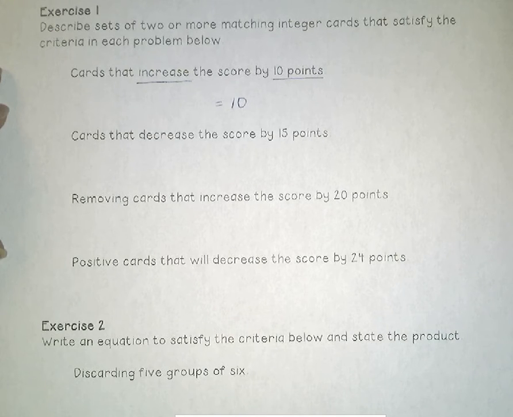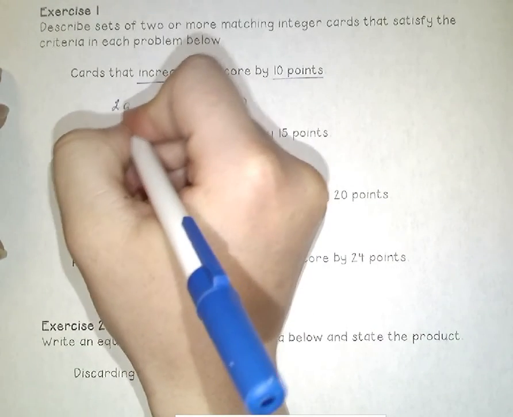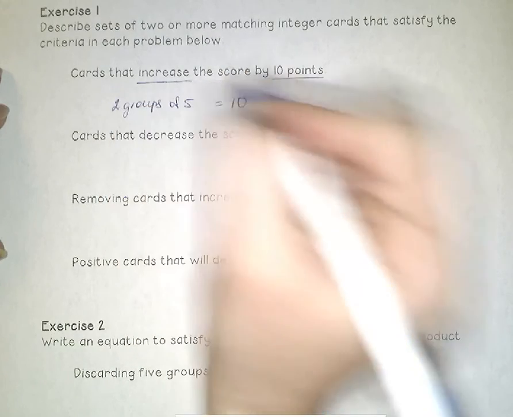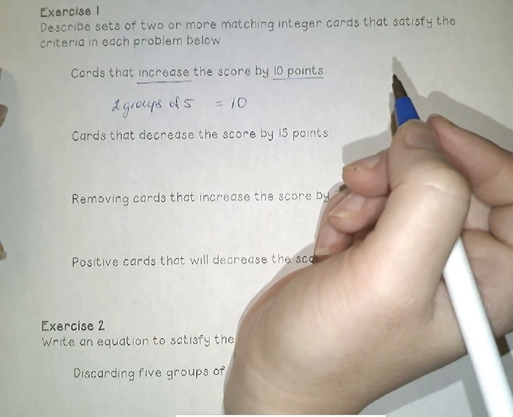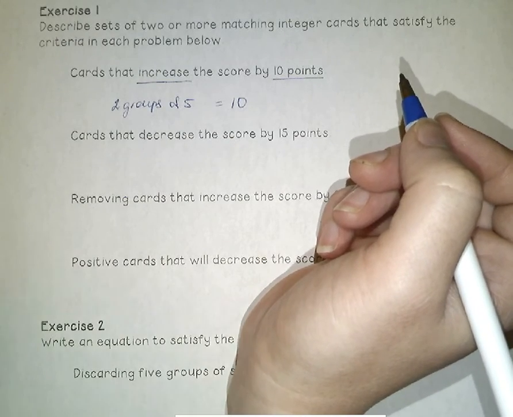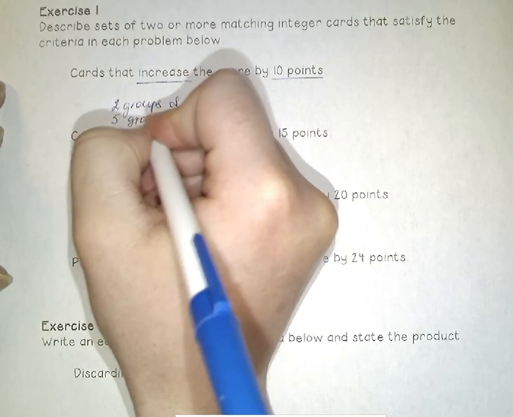So what cards can give me the increase of 10 points that are the same cards? Well, it can be two groups of 5, right? Two groups of 5, right? The cards that increase the score by 10 points can be two groups of 5 or 5 groups of 2.